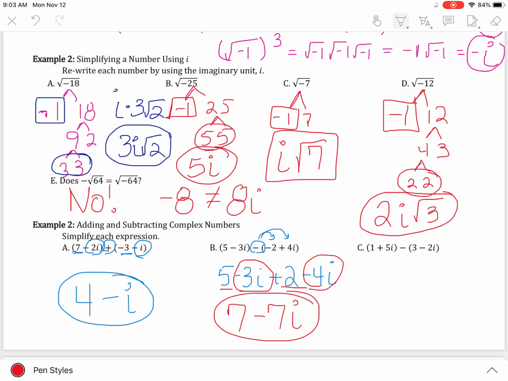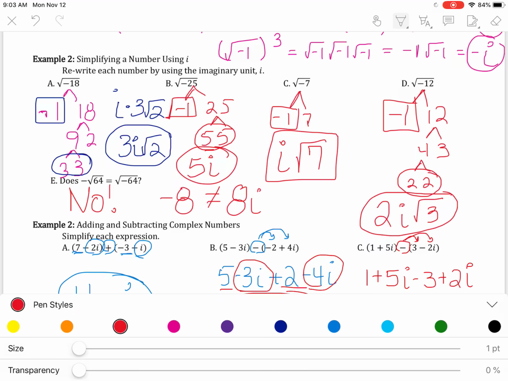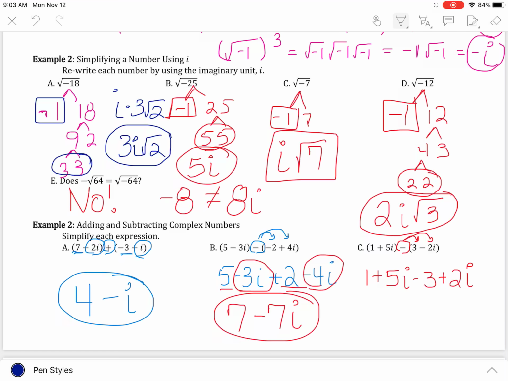For the last one, again, there's a subtraction, so just be careful to distribute before you begin. You're going to have 1 plus 5i minus 3 plus 2i. Make sure that you are combining the like terms. So 1 and negative 3 would give you a negative 2. Add the i's together and you get a positive 7i.